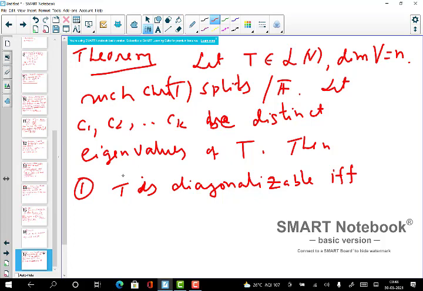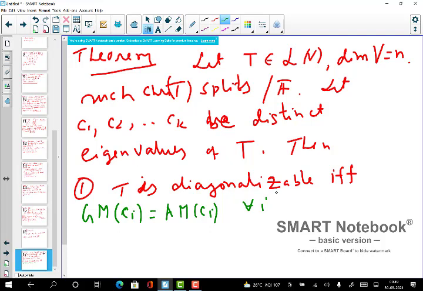So how do I write it? You already know that the geometric multiplicity is always less than or equal to the algebraic multiplicity, right? So let me write down: GM of ci equals AM of ci for all i. That means for every eigenvalue, the geometric multiplicity has to be equal to the algebraic multiplicity. This is for every i.